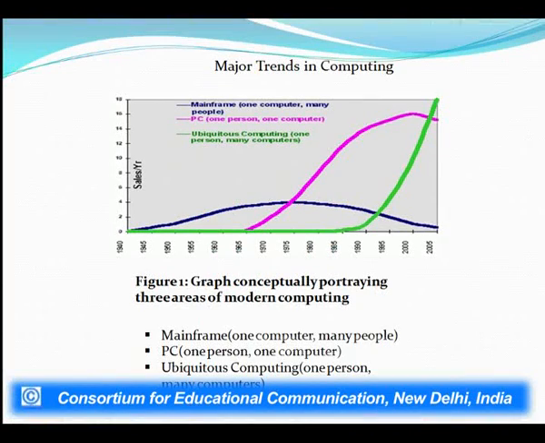You can see up to 1970 the era of mainframe computation was in existence, then it started declining. Then after that the era of the personal computer came, and till date it is in existence, but the popularity of using the personal computer is declining day by day. And after 2000, after 98, 99, the growth in ubiquitous computing is on its proper way.